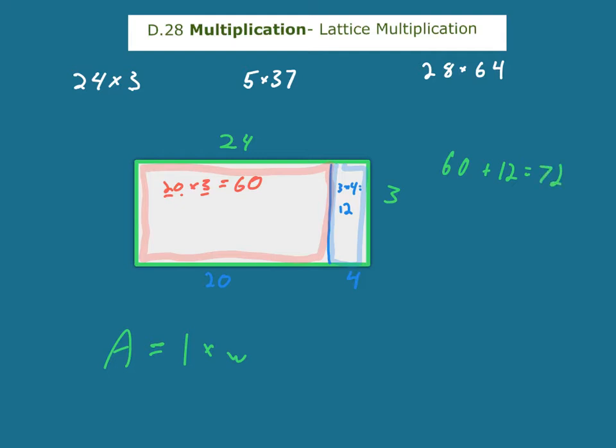And so the area of this box, or 24 times 3, the area of the box, would be 72. Hopefully that makes some sense to you. That's the area method again. Now I'm going to hold on to this idea here. And so I'm just going to save this and tuck it away for a second.